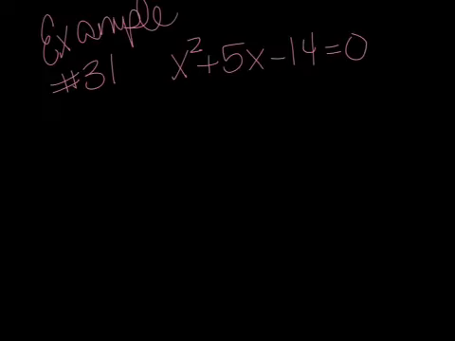I'm going to start with example number 31, which is x squared plus 5x minus 14 equal to 0. They're asking us to solve the equation. Before we solve the equation, the first thing we want to do is make sure that one side of the equation is equal to 0. As we can already see in this example, the right side is in fact equal to 0. So the easiest way to solve the quadratic from here is to factor the trinomial we have.